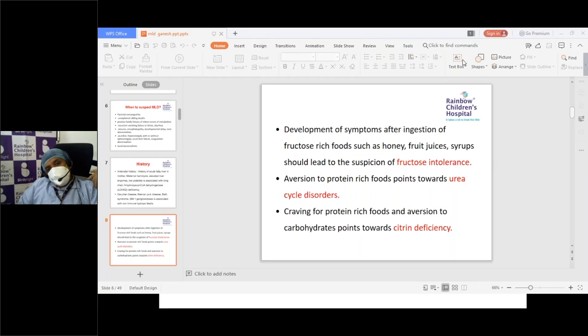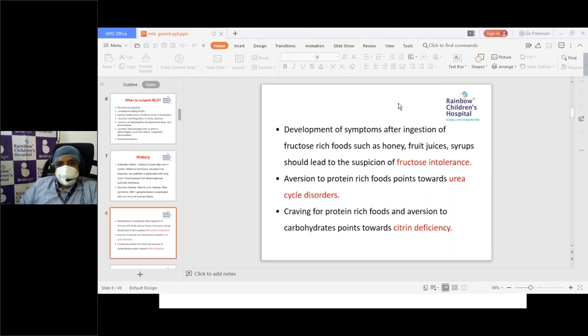If the child has any aversion to protein rich foods, for example eggs or meat, then that should make one think of an underlying urea cycle disorder. When there is a craving for protein rich foods, where the child asks predominantly for a meat based diet and has an aversion to carbohydrates, that may point towards citrin deficiency.